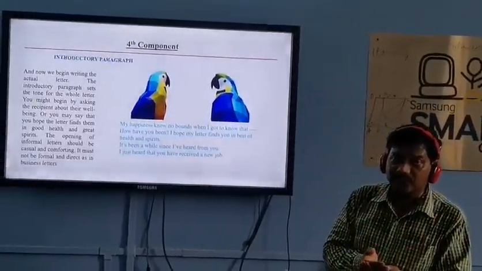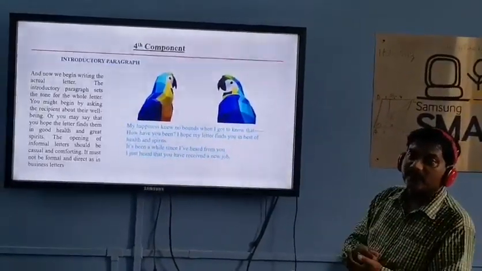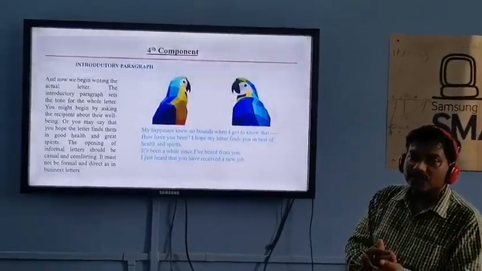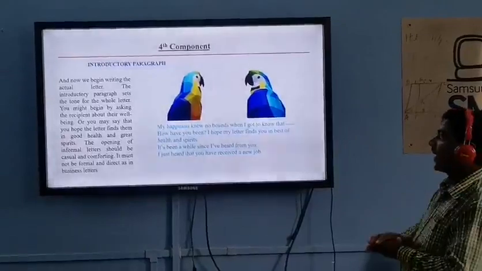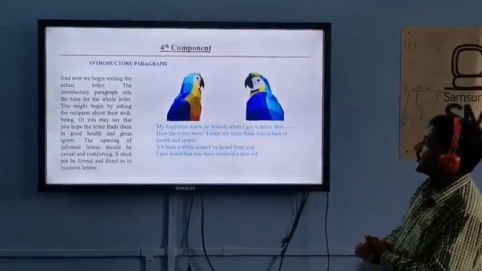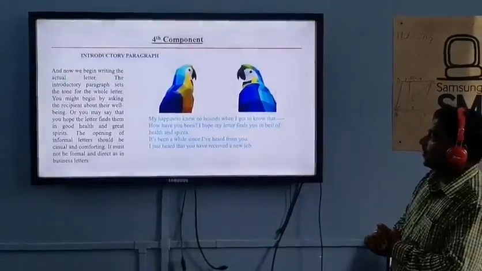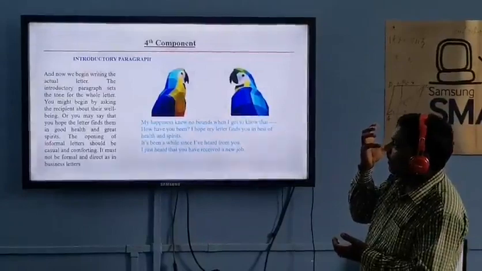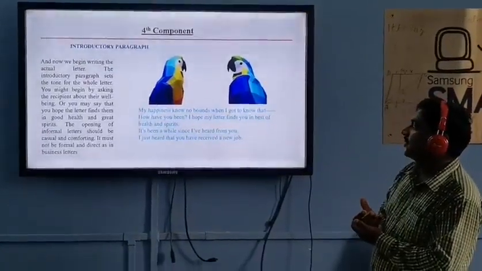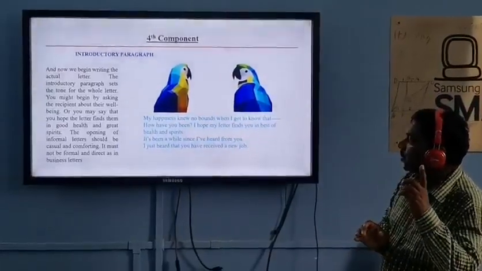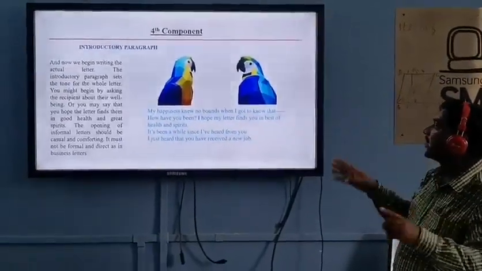Now come to the fourth component of an informal letter, which is very important because now you are going to introduce the letter. You should remember the certain lines which should be mentioned in the beginning of the paragraph. So now, introductory paragraph is the fourth component of the letter. Here, we are beginning the actual writing of the letter. And the introductory paragraph sets the tone for the whole letter.